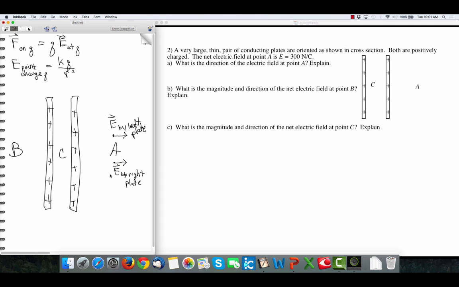150, half the total. The right plate and the left plate have the same electric field. The two added together gives you 300 newtons per Coulomb. And so the magnitude of each of them is 150 newtons per Coulomb.